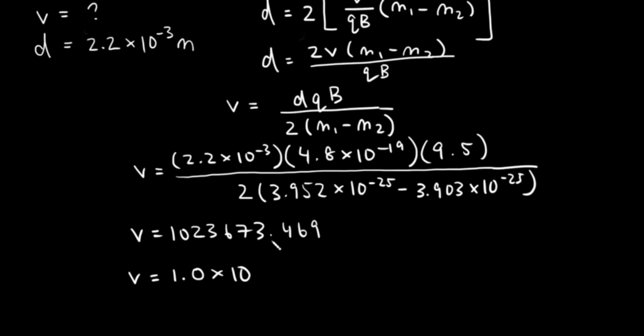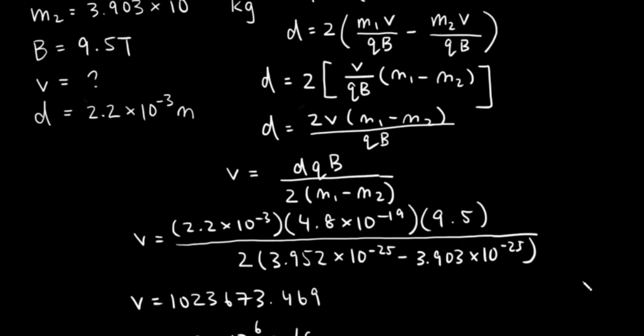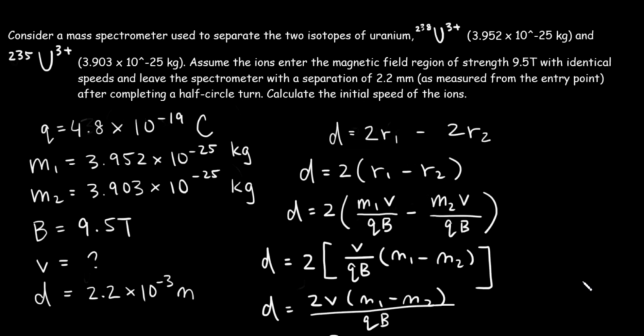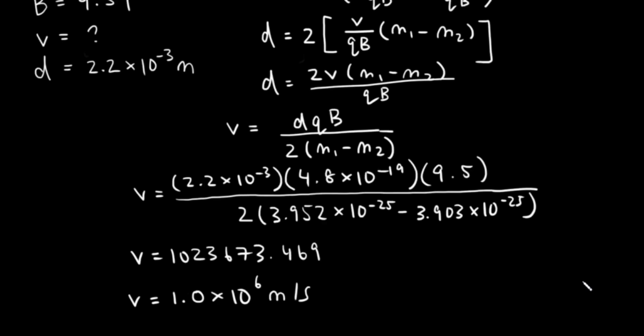1, 2, 3, 4, 5, 6 times 10 to the power of 6 meters per second. And that is the answer to this question. So the isotope, it's going to enter the magnetic field with this initial speed.